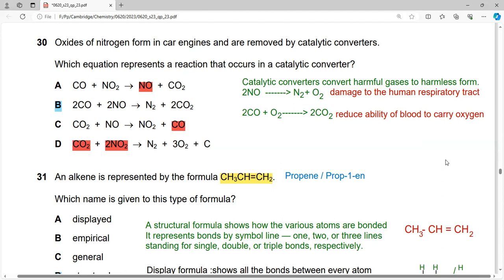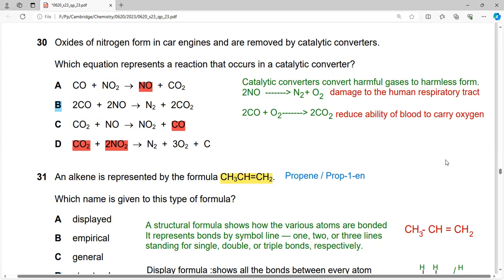So that's why the catalytic converter is doing what? It is converting 2 molecules of nitrogen oxide into nitrogen and oxygen. These are less harmful, or you can say harmless gases. And in the same way, the carbon monoxide irreversibly combines with the hemoglobin in the red blood cells, and it blocks the hemoglobin, so it cannot carry oxygen. So that's why this is lethal for health. So the catalytic converter combines the carbon monoxide with oxygen and produces carbon dioxide.